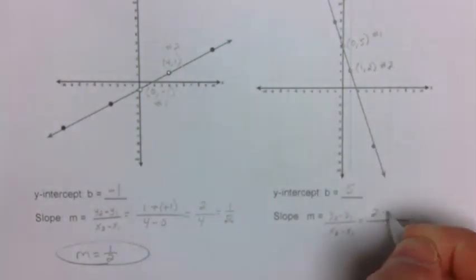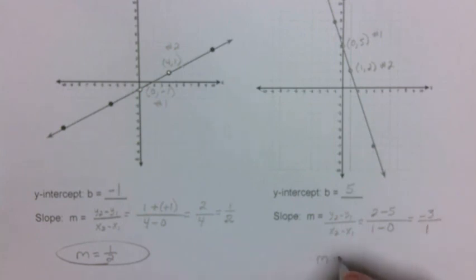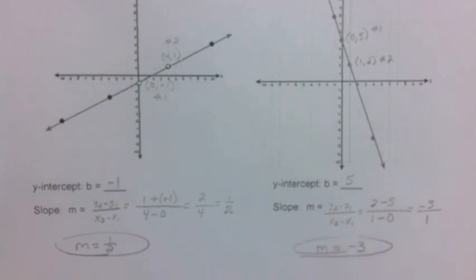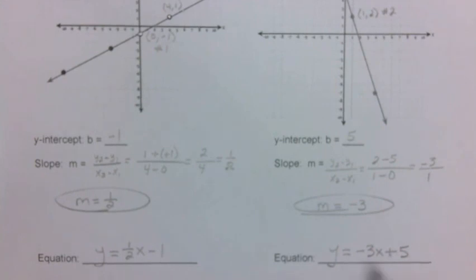y2 is 2 minus y1 is 5, over x2 is 1 minus x1 is 0. 2 minus 5 is -3, over 1 minus 0 is 1. -3 over 1 is the same as -3, so m, the slope, is -3. And now let's write the equation. y equals mx plus b. y equals -3x plus 5, because it was a positive 5 where we crossed the y-axis. So that is the equation of the second line in slope-intercept form.